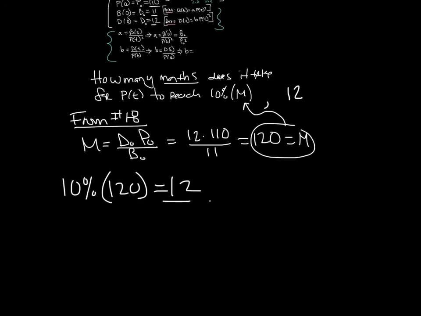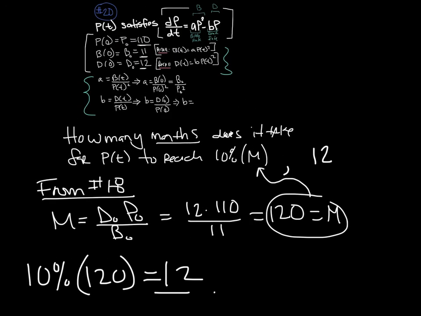So we have a differential equation, and we want to solve for P of t, because it's asking how many months it takes for P of t to reach, in this case, 12. Well, we need a model, and our model is going to be P of t, the solution to the differential equation. And once we find our function of t, we can solve for t to find out how many months it takes for our alligator population to reach 10% of M.